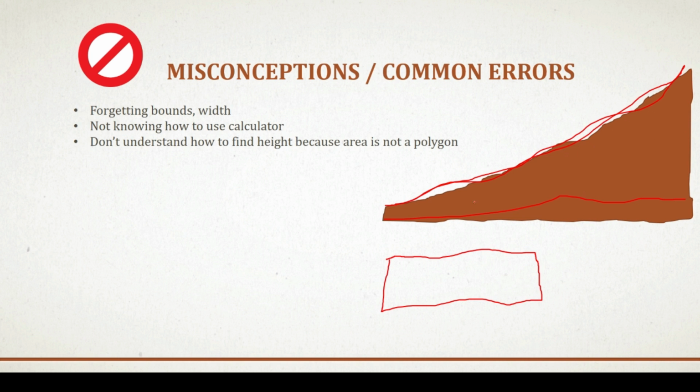We're taking this whole brown area and we're just molding it. We're squishing it together to create this rectangle. Then we can use the width and we can find the area, and we can divide the area by the width in order to find the height. And that's equivalent to the average height of our function. So as you can tell, it's really important to have a good conceptual understanding of this concept in order to be able to do it well.